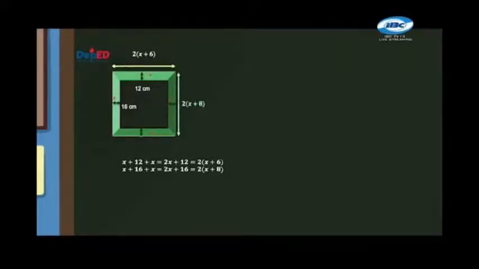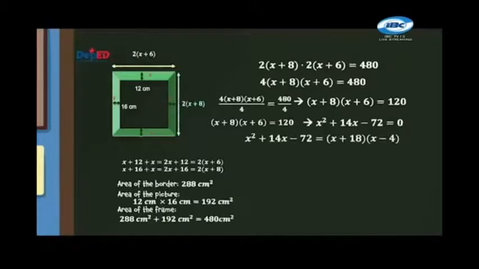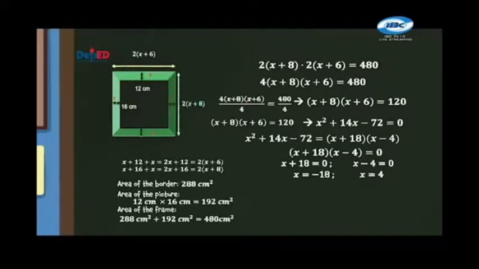Now, we must realize the trinomial x squared plus 14x minus 72 is equal to the product of the binomials x plus 18 and x minus 4. Hence, the equation x plus 18 times the binomial x minus 4 equals 0. Equating each factor to 0, the values of x are negative 18 and 4. X is the width in centimeters of the border of the frame. Hence, x must be 4. The width of the border is 4 centimeters.